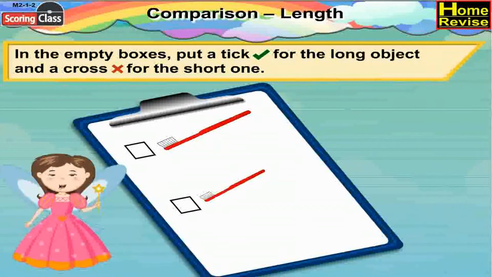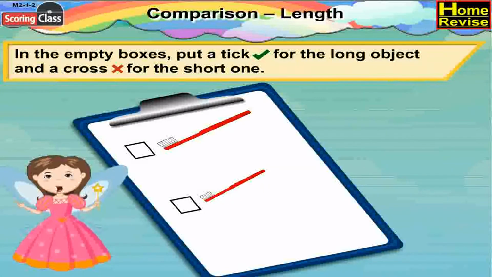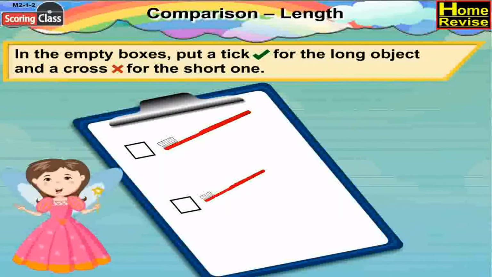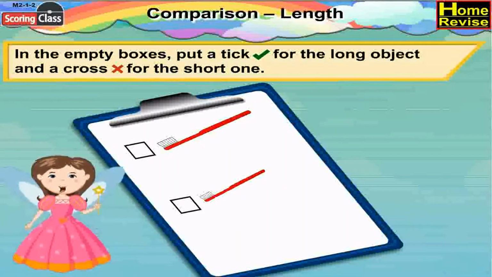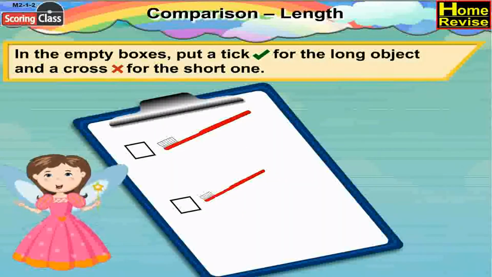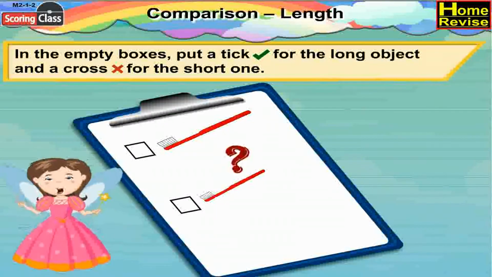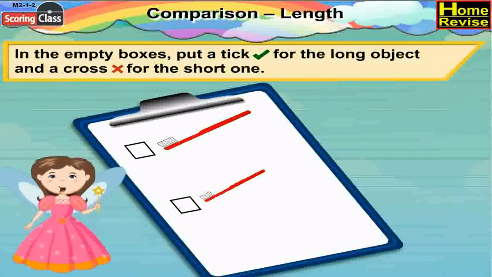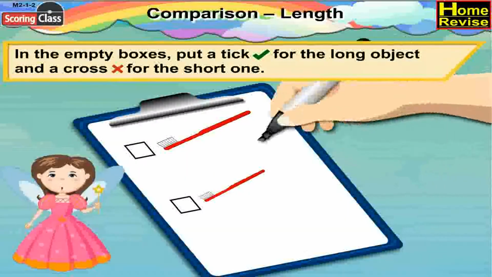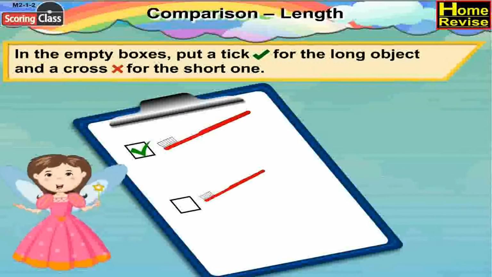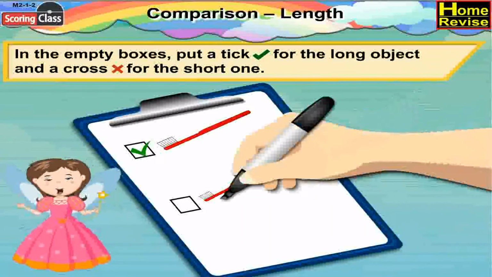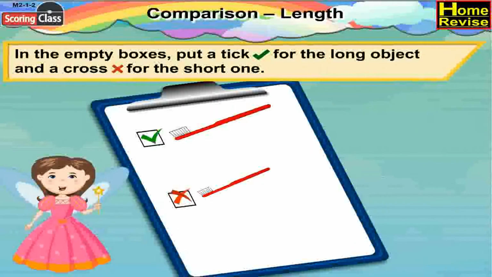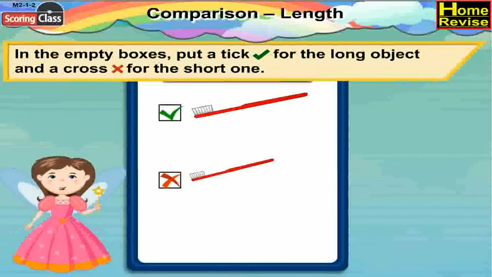We have toothbrushes. Tell me, do you brush your teeth every day twice? Very nice. It's a very good habit. Now, which brush is long and which brush is short? Yes. So put a tick for the first brush as it is long and cross for the second brush because it is short.